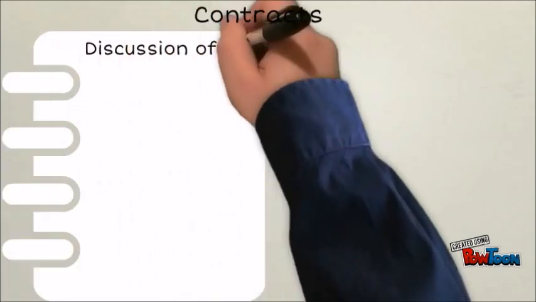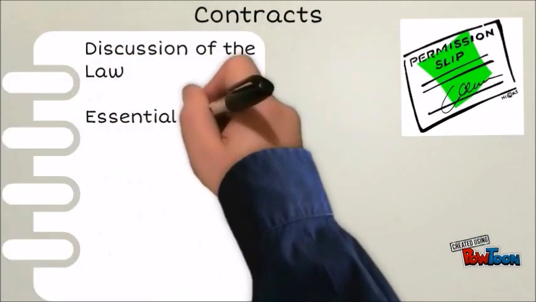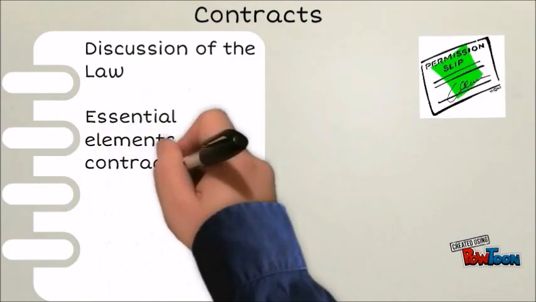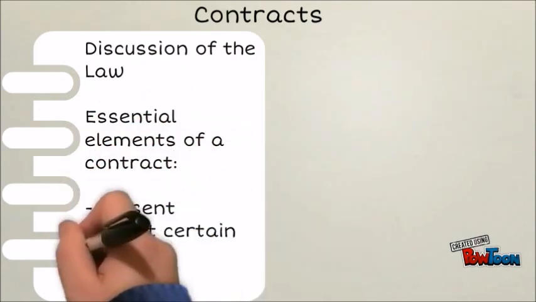Contracts. Discussion of the law. Essential elements of a contract. First is the consent, object certain, cause of the obligation.